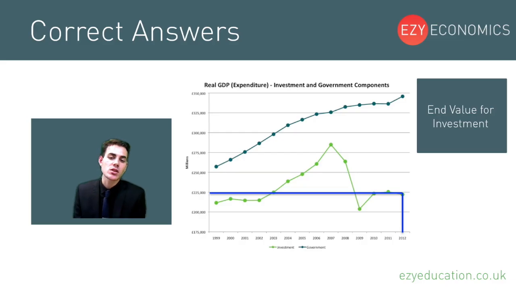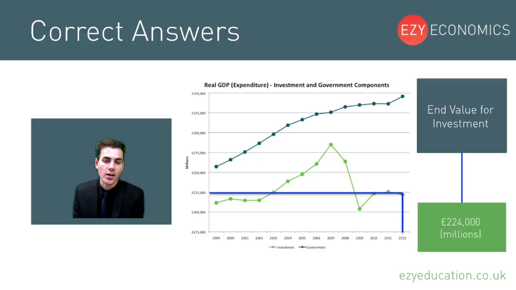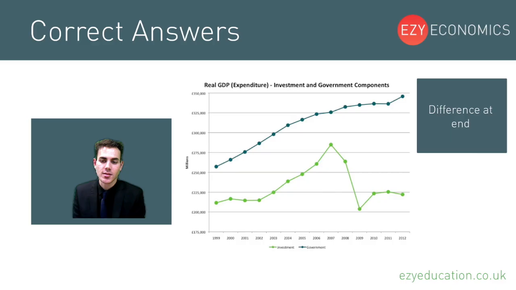Next statement was the end value for investment. Well, the end value is the very last value for investment, and because we're looking for the last data point, we want to look at the last year, which is 2013, which is shown here. And if we read off the value from the green line, which is the investment line, we get a value of £224,000 million, which, as you can see, is just below the indicator of £225,000 million on the y-axis.